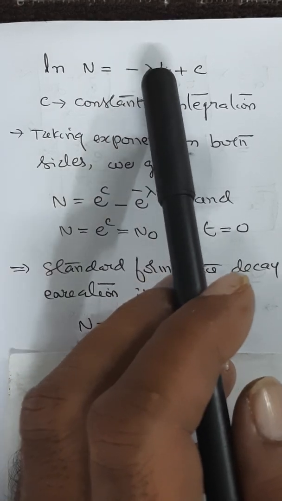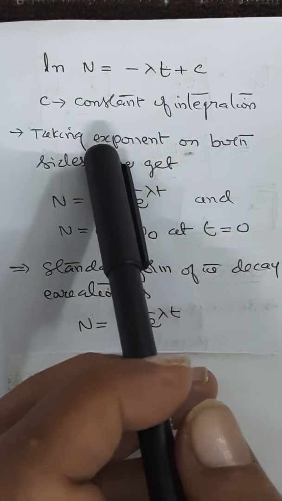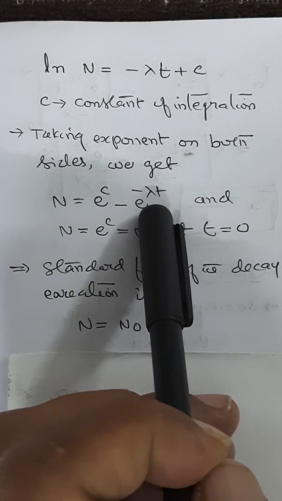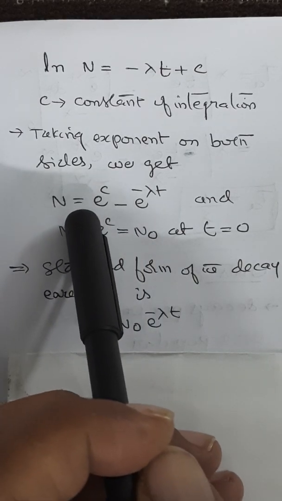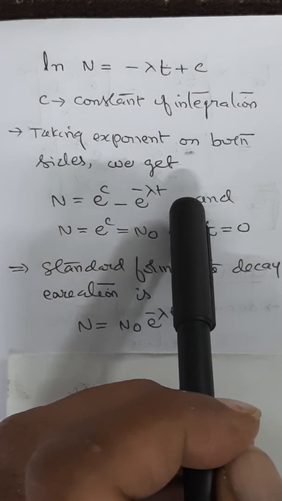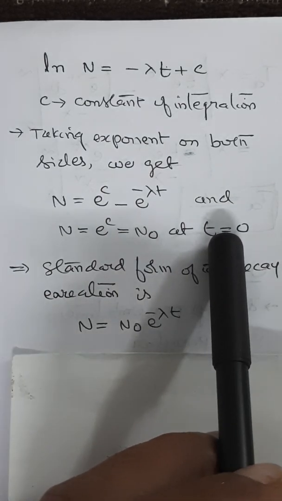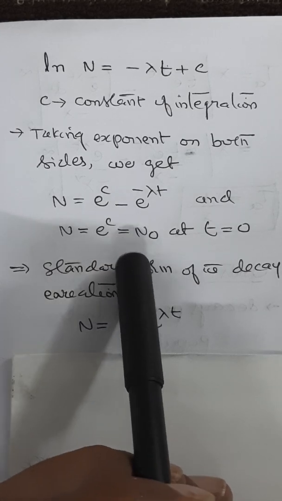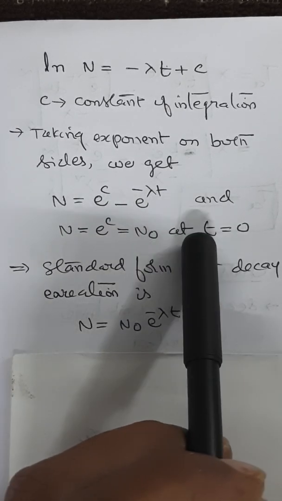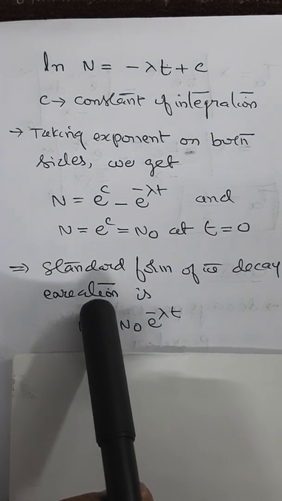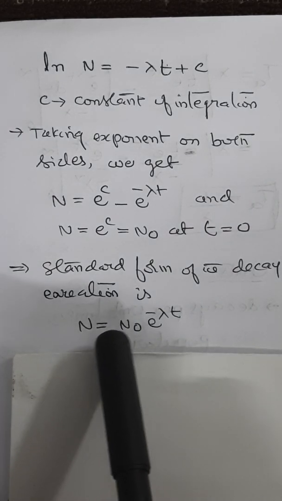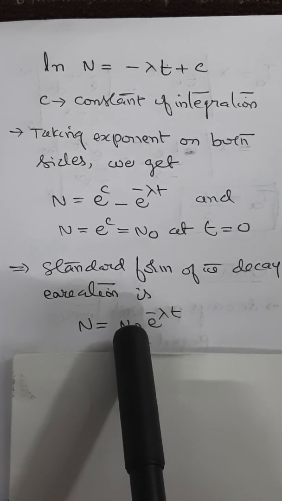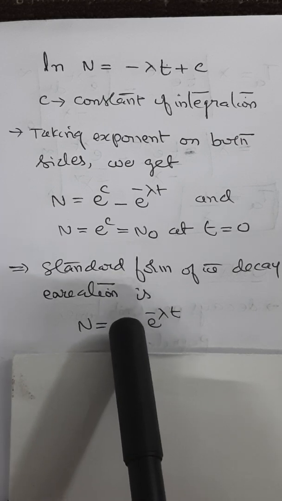By taking the exponent on both sides, this gives N is equal to e power c times e power minus lambda t. And therefore, at t equal to 0, if you substitute, N will become e power c, that is nothing but N0 at t equal to 0. So the standard form of the decay equation will be N equals N naught into e power minus lambda t. This also applies to all other quantities which are proportional to N.